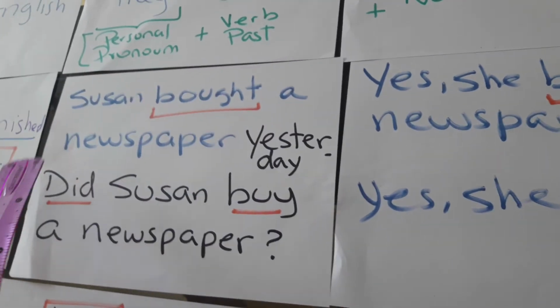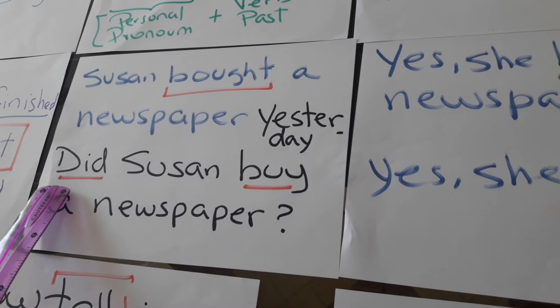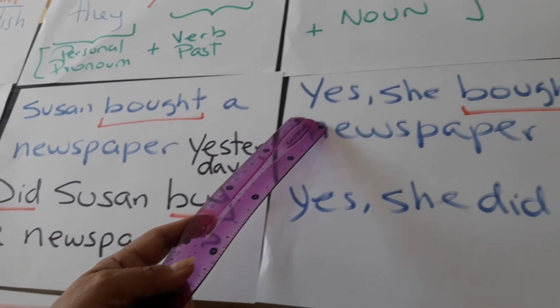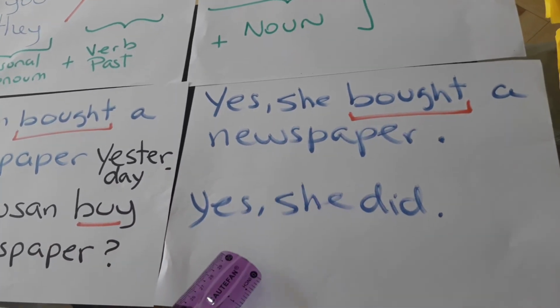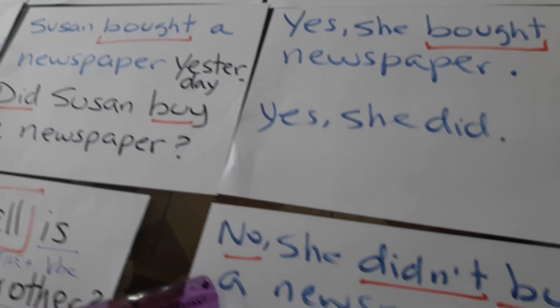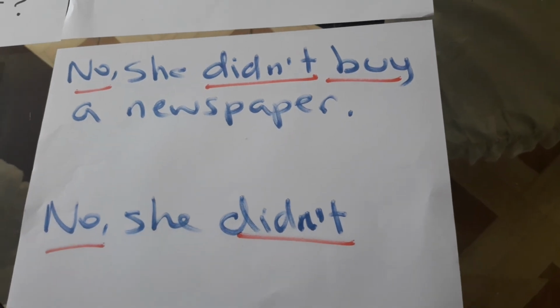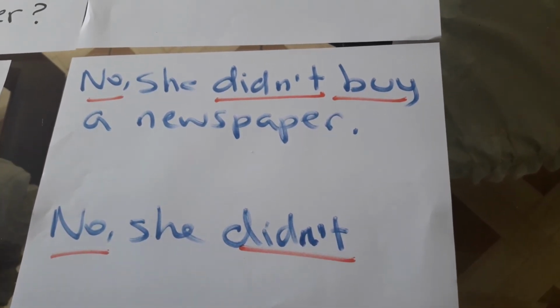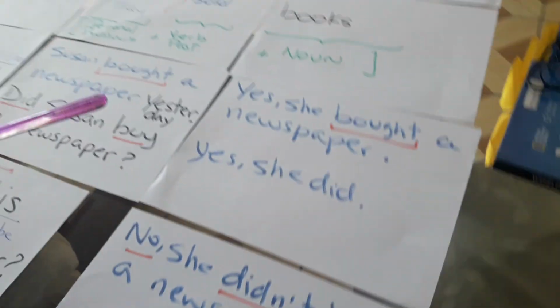Susan bought a newspaper yesterday. Did Susan buy a newspaper? Yes, she bought a newspaper. Yes, she did. No, she didn't buy a newspaper. No, she didn't. Okay, so this is how to use the past simple tense.